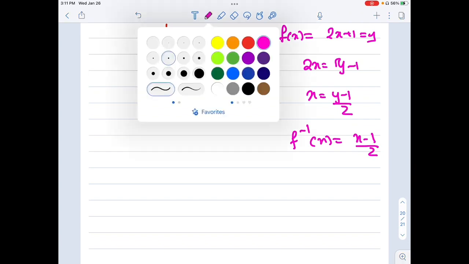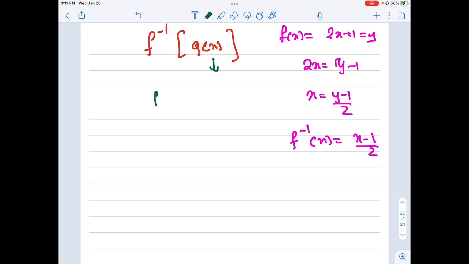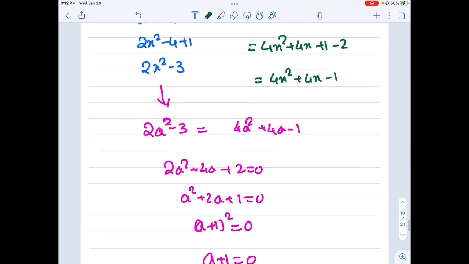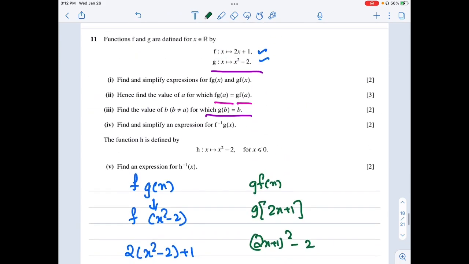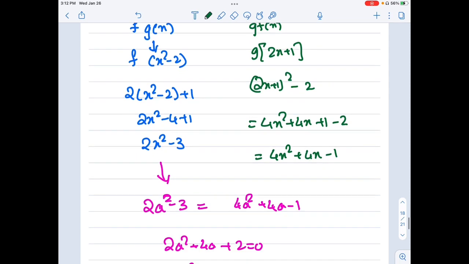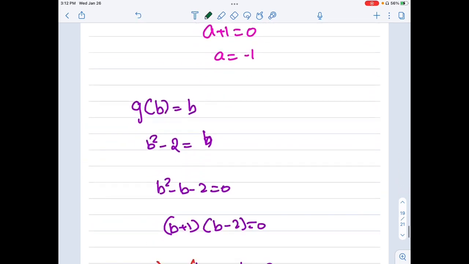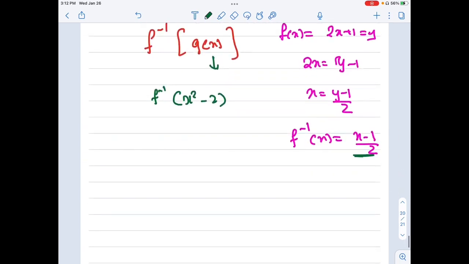Now g of x. What is g of x? X square minus 2. But what is f inverse of x? So I want f inverse of g of x. So it becomes x square minus 2 minus 1 by 2. X square minus 3 by 2. This is f inverse of g of x.